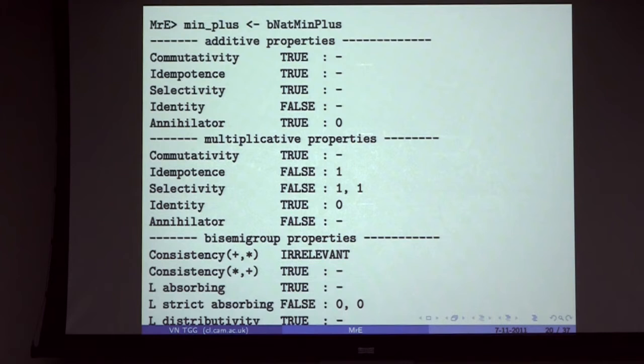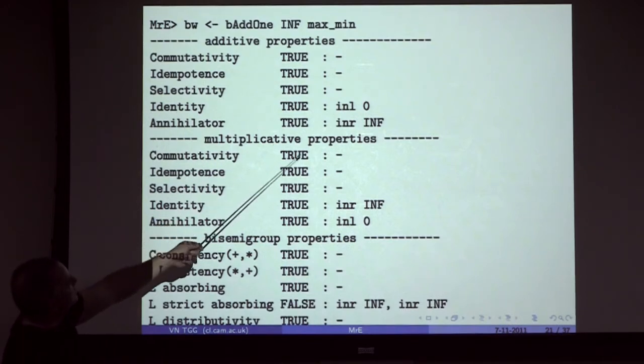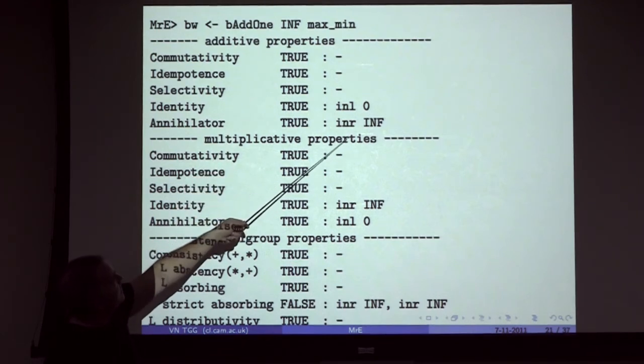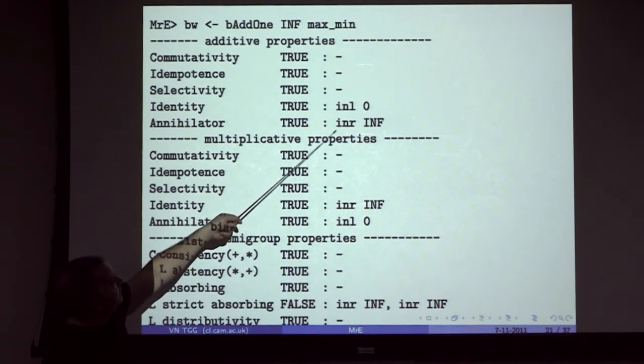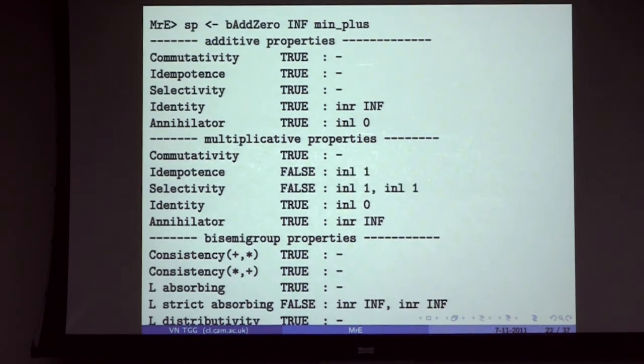We do nat min plus. Now we do something interesting. We add 1 to this. And remember what adding 1 does? It makes that new thing we're adding, that infinity, an annihilator for the additive component and an identity for the multiplicative component. Okay? Not very interesting so far.